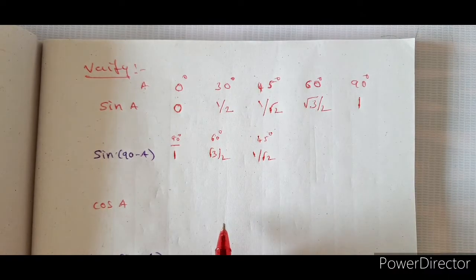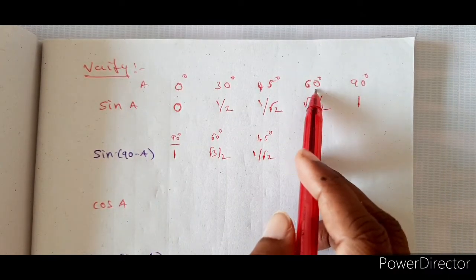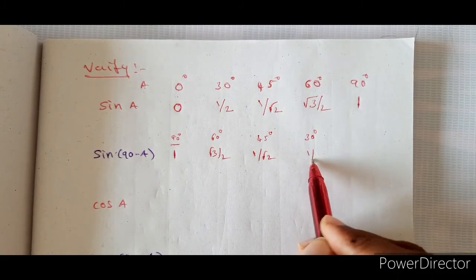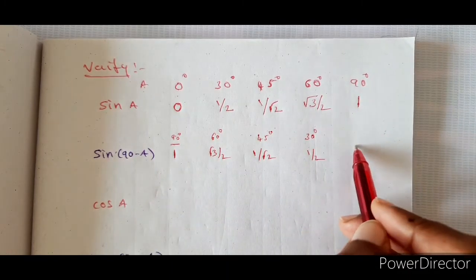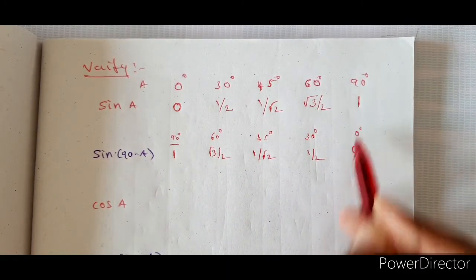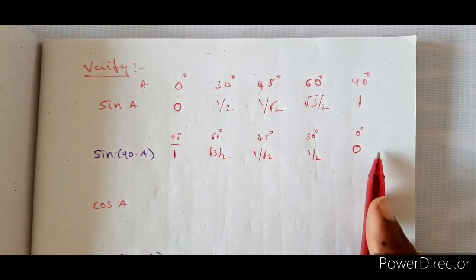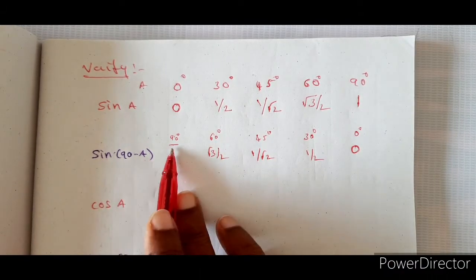Yes, perfect. Now sine of 90 minus A is 60. 90 minus 60 is 30. Now sine 30 degrees is 1 by 2. Perfect. Now sine of 90 minus 90 is sine 0, which is 0. Yes. Yes or no? Anything wrong with what I have written? No. Absolutely right. You understood the concept?